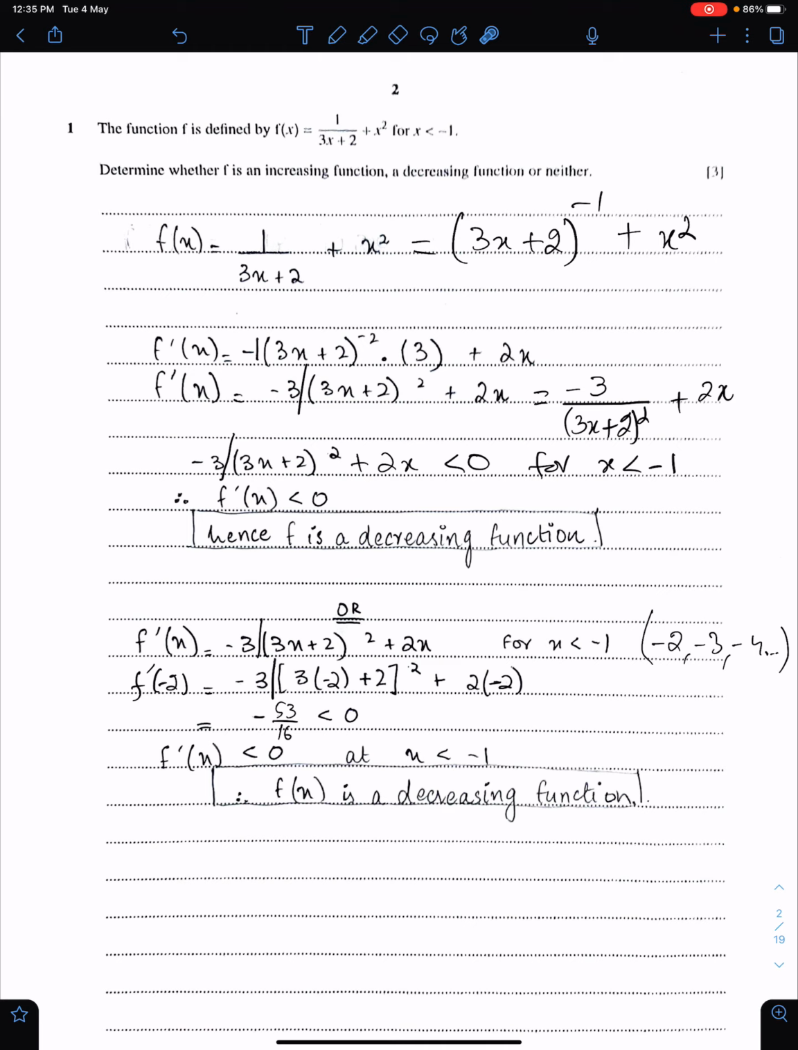So you can put any value of x into this f prime x. I'm substituting minus 2. You can substitute minus 3 or minus 4 if you want. So when we substitute minus 2 into f prime x, we get minus 53 upon 16, which is negative. Since f prime x is negative for this domain, therefore f is a decreasing function.